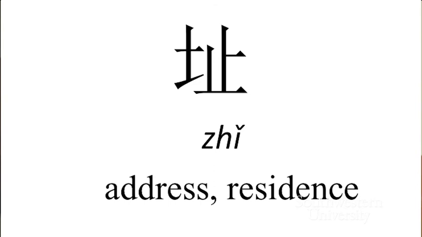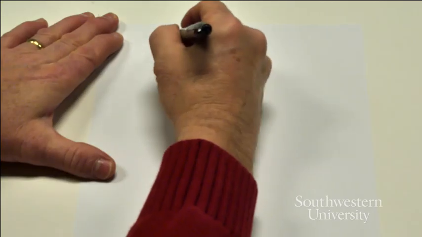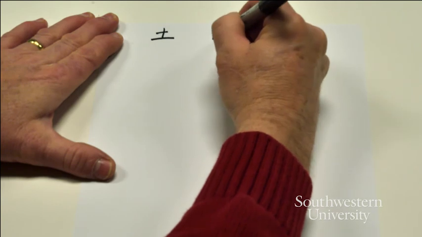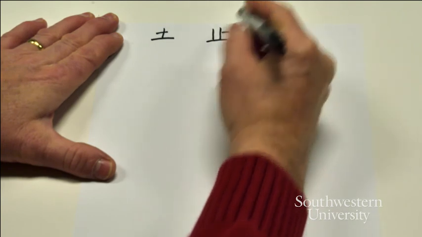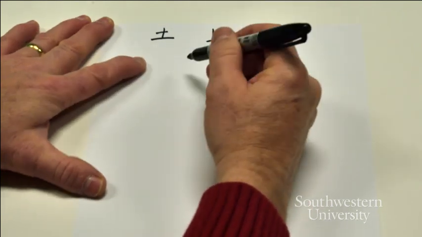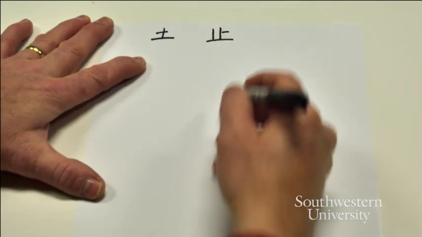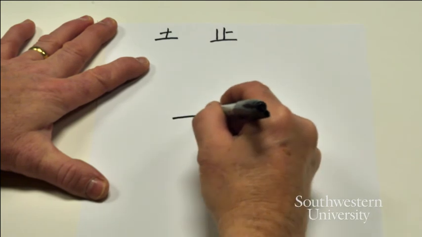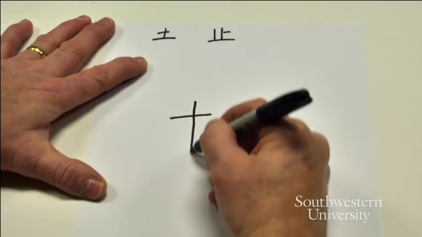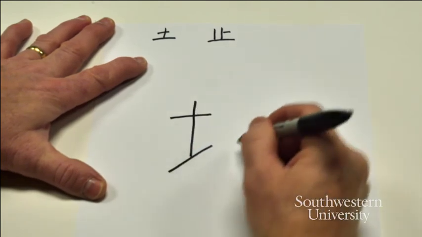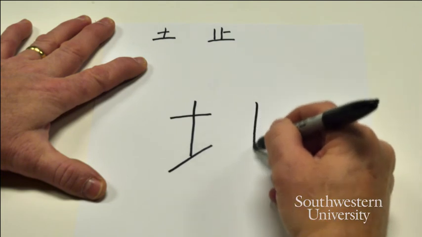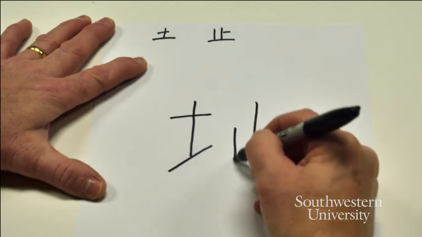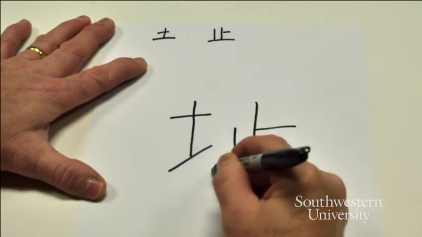Next character also has the radical for earth, and then the other component is foot, or to stop. So zhi is a place where you stop, where you reside. So the radical, tu, and then zhi, shu, hung.